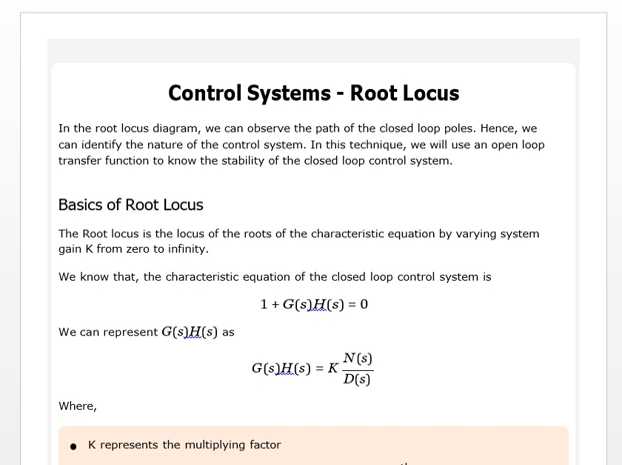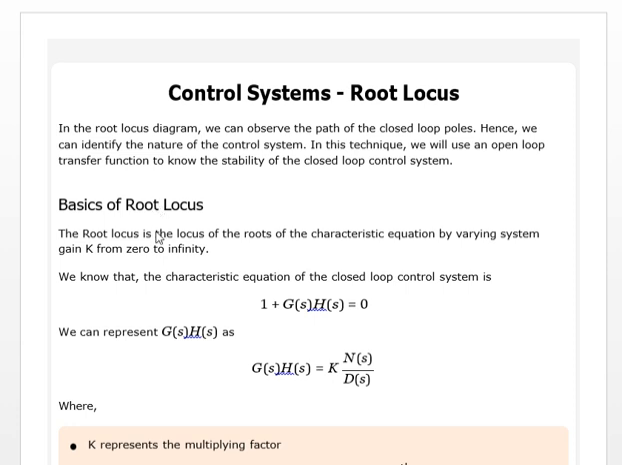Generally, these types of root locus diagrams are used to know the stability of the control system. Here we can observe the path of the closed loop poles, hence we can identify the nature of the control system. In this technique, we will use an open loop transfer function to know the stability of the closed loop control system. So, before the root locus, we have to know the basics.